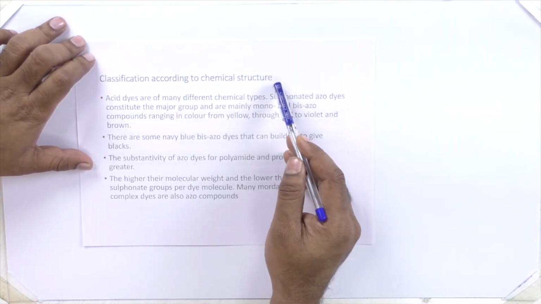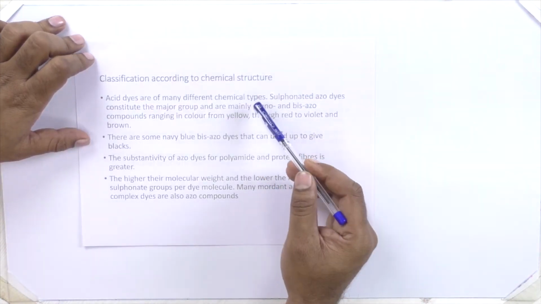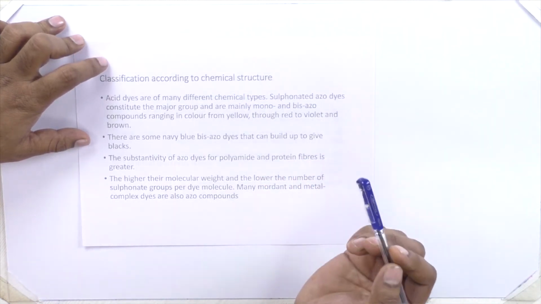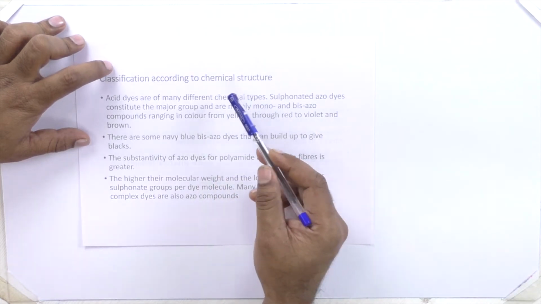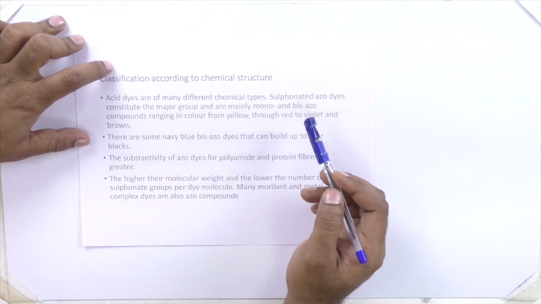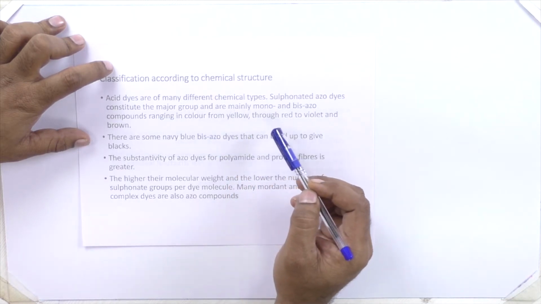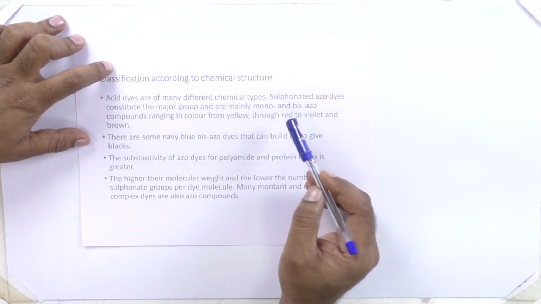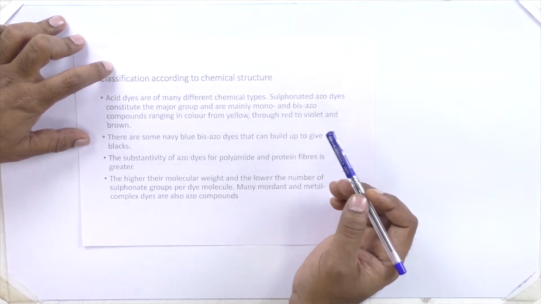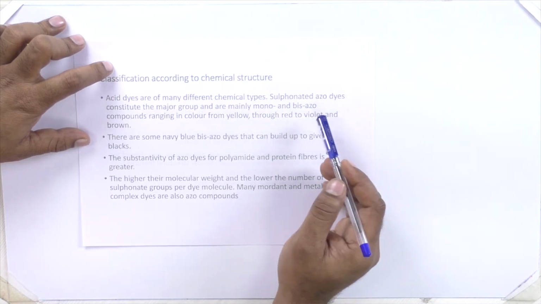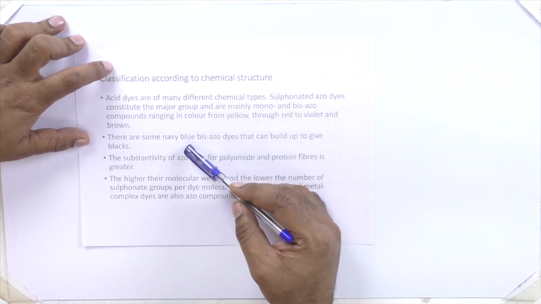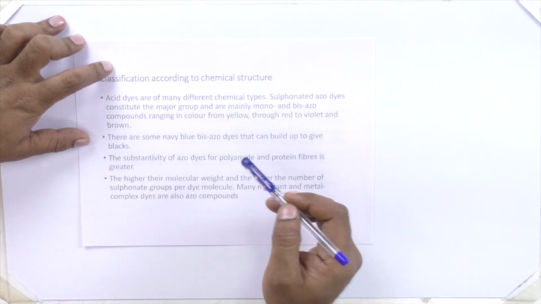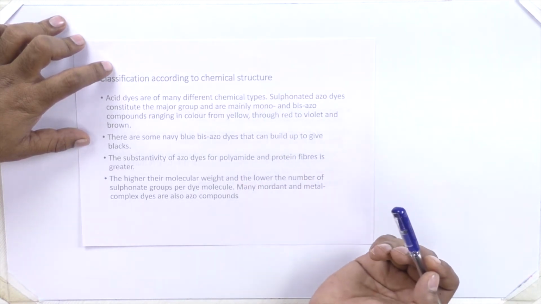Classification according to chemical structures. There are many dye classifications used in acid dyes. Sulfonated azo dyes are the major group used in acid dyes. Mono and bis azo compounds range from yellow to red violet. These groups will give yellow to red violet and brown colors, and some navy blue bis azo dyes that can build up to black colors. So it ranges from blue to black.